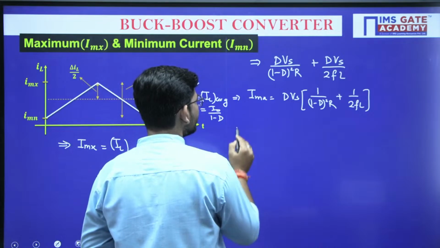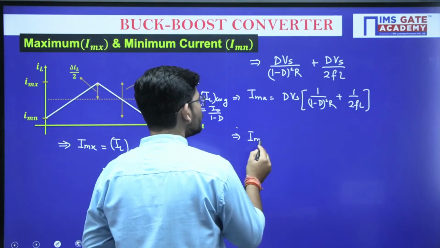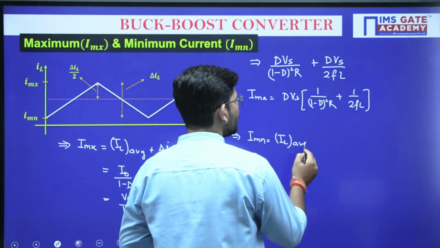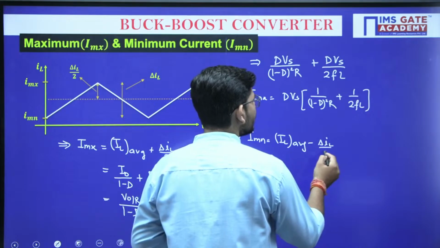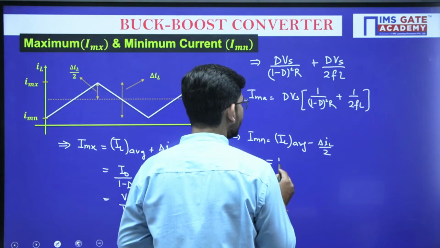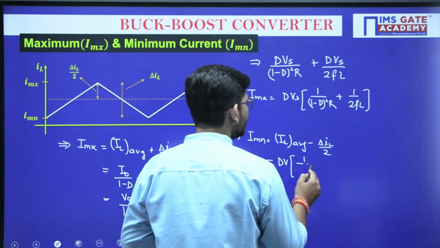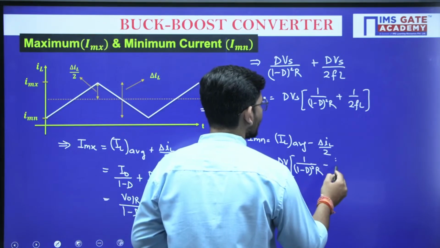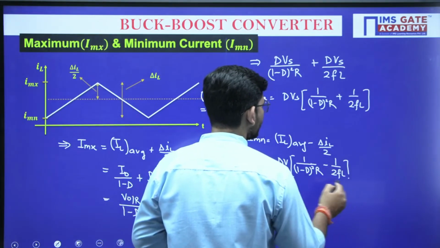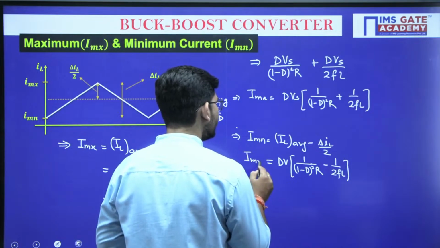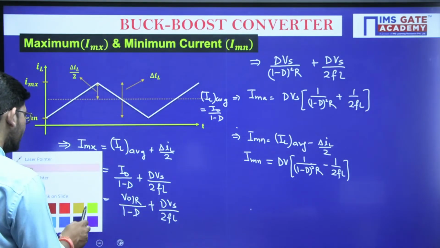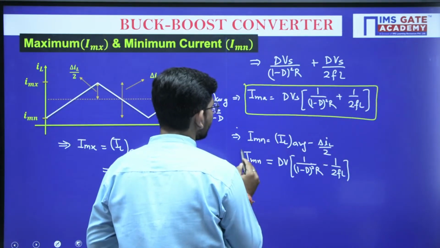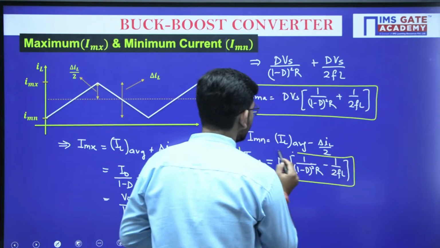Similarly, we can calculate the minimum value as well. If you want to calculate the minimum value, that will be equal to IL average minus del IL by 2. Same expression we will be getting, but in between we will be having a negative sign. So this is how we are going to calculate the maximum and the minimum value of inductor current.